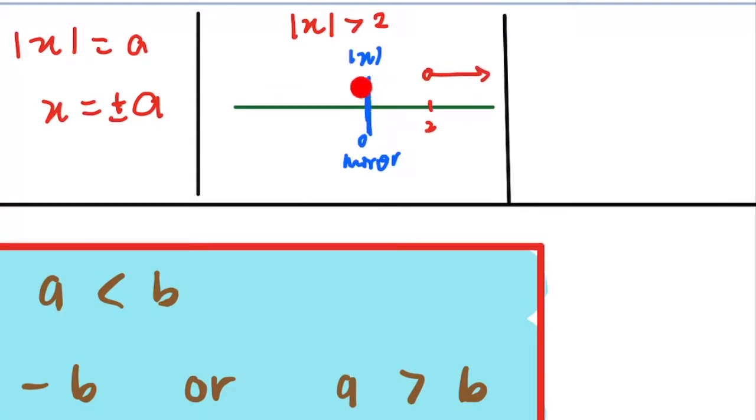Since this is a mirror, this dot will be a dot as well. And this line to the right will become a line towards your left. Since this is 2, your left hand side is now minus 2. So now let's conclude our answer. Now x is less than minus 2, or it is more than 2. This is the way to write your answer.